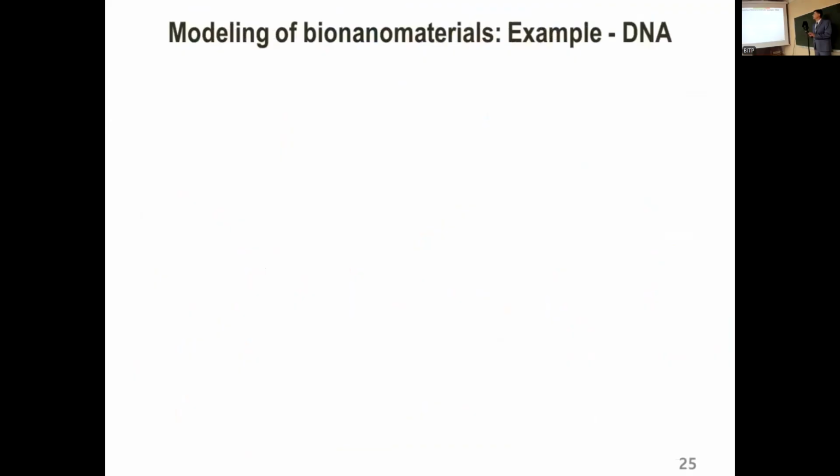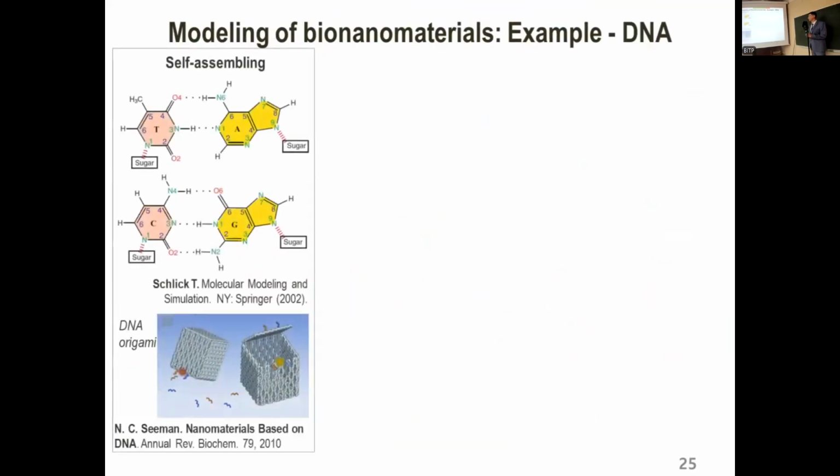It is very important that the simulations can be used for different purposes. First of all, of course, it is important for biophysics. It is important to understand the mechanisms of biological functioning of DNA and all biomolecules in general. But now it is a very interesting and rapidly developing field of research related to biomaterials.